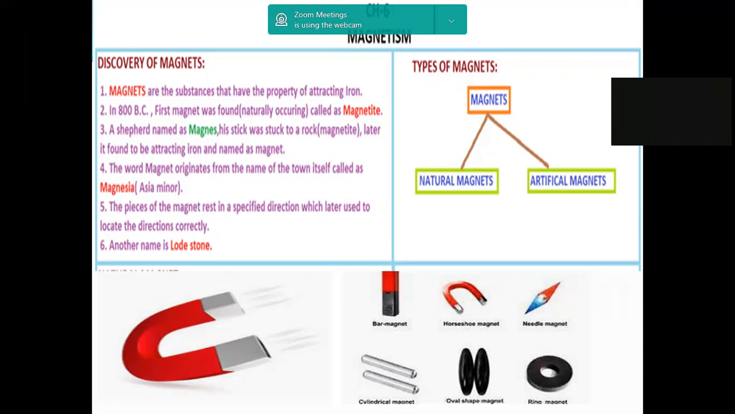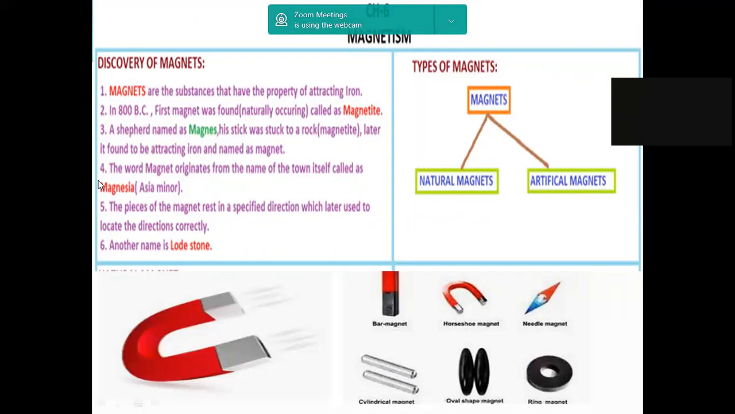Back to the history. In 800 BC, the first magnet was found. This magnet was naturally occurring, provided to us by Mother Nature. We call it magnetite. What was the name of that? Magnetite. This is one of the stories given to us.